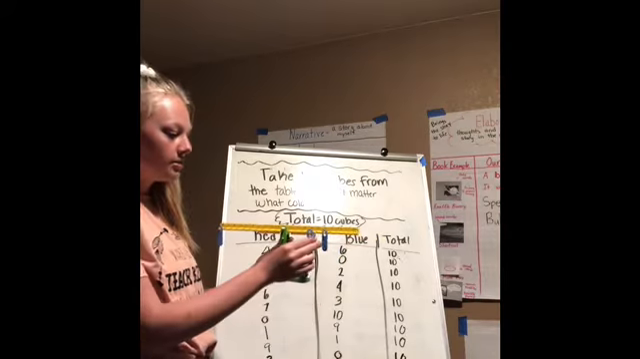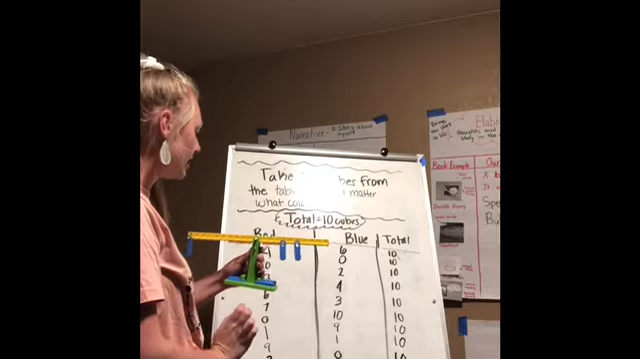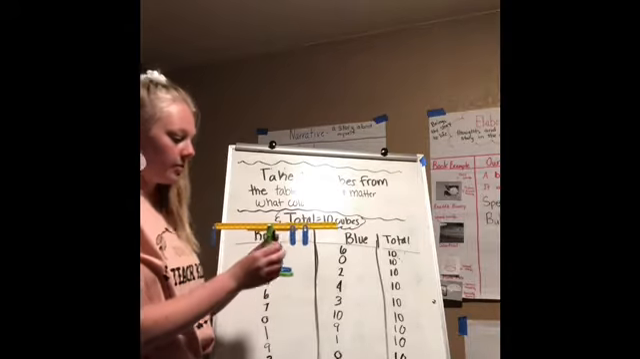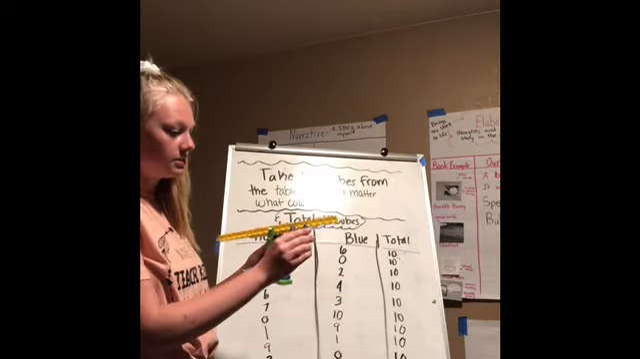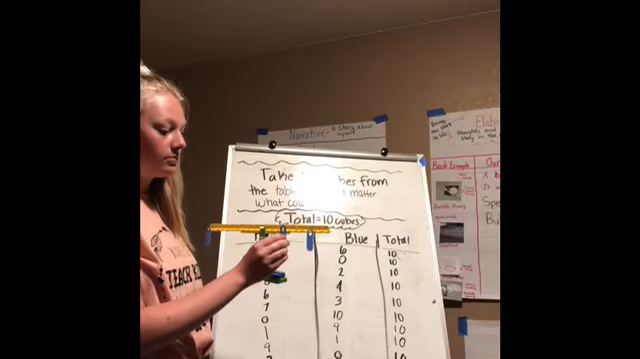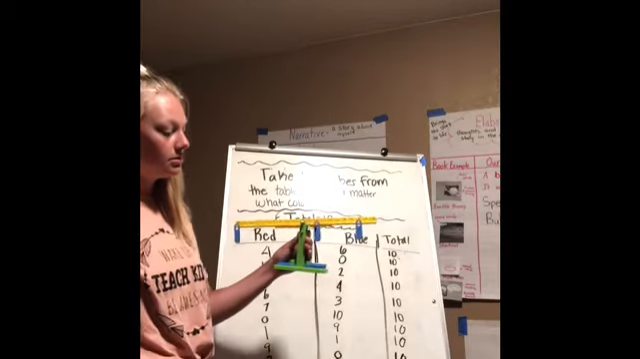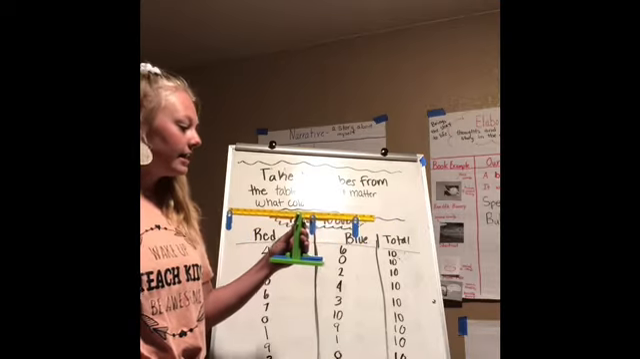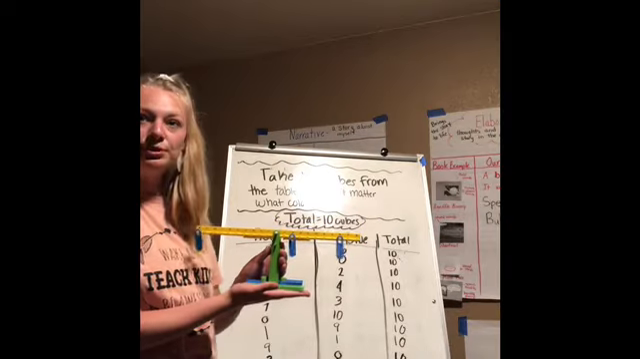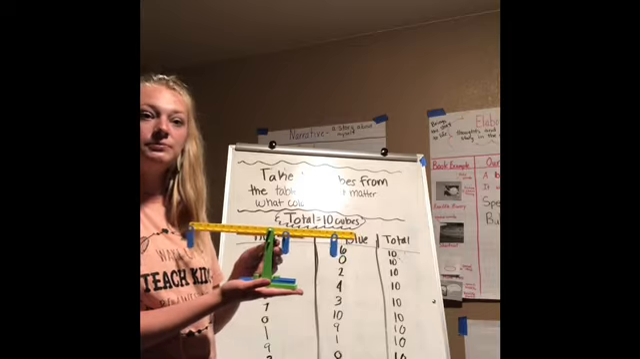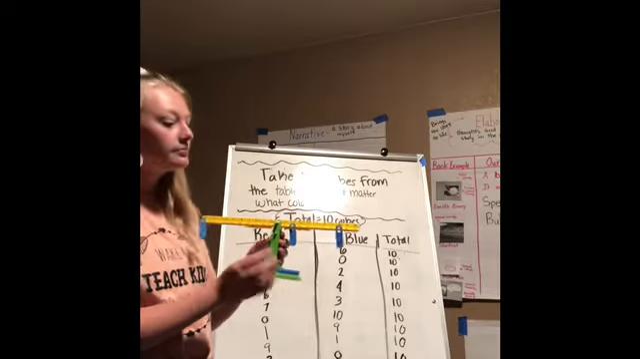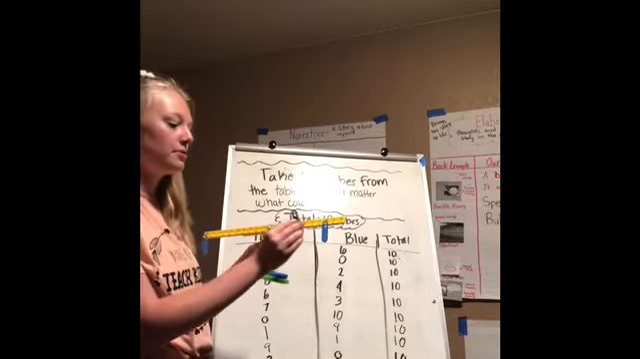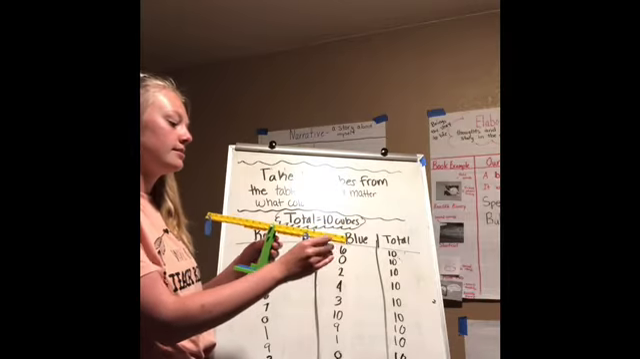Okay, let's try another one. Should we try 8 and 2? Okay, so we'll move this one to the 8, and we'll move this one to the 2, and it balances again. All right, let's try one more. Which one, what do you want to do? Tanner? 5 and 5, you're going to put both on the 5, okay.